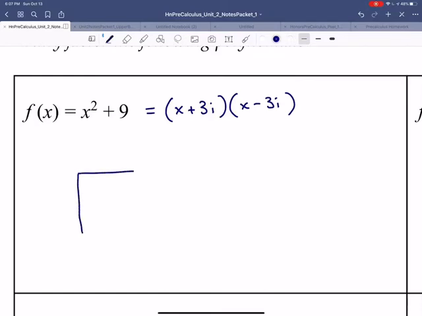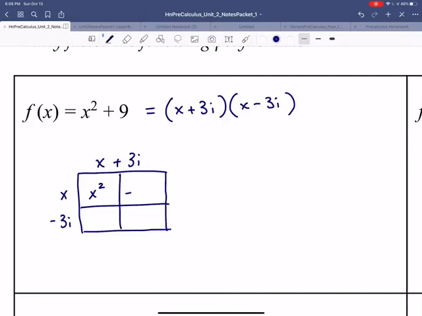To check that this makes sense, you can make a little expansion box and expand this product. This is x squared, 3ix, negative 3ix, and then we have 3i multiplied by negative 3i, which is negative 9i squared, and negative 9i squared is negative 9 multiplied by negative 1, which is just 9.